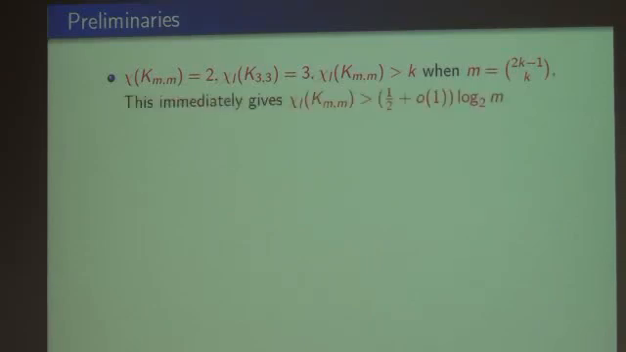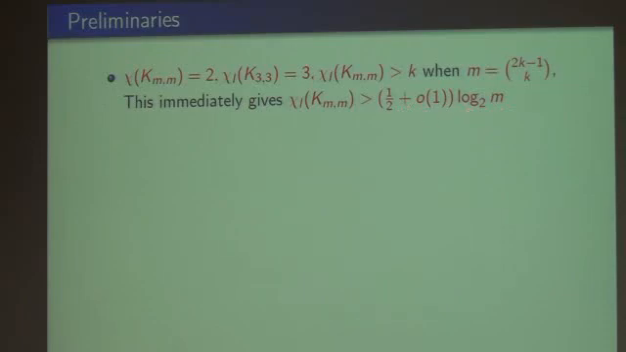Okay, so then let's move on to complete multipartite graphs. We have already seen that the gap between chi and chi L can be arbitrarily large, and this immediately tells us that chi L of K_{m,m} is at least (1/2 + o(1)) log m, because if you solve for k in terms of m, you get that. So this was a bad list assignment, which means that with this as the list size, you cannot have a proper coloring.